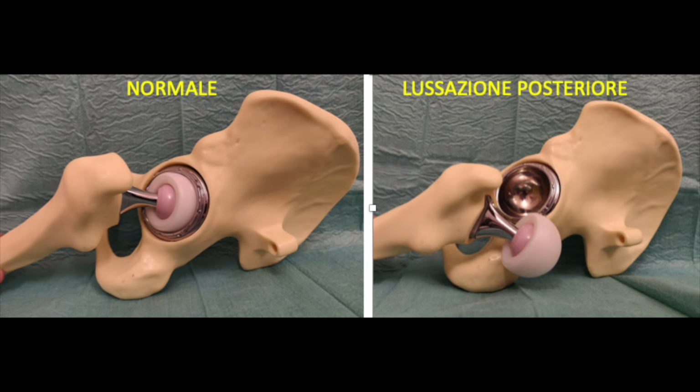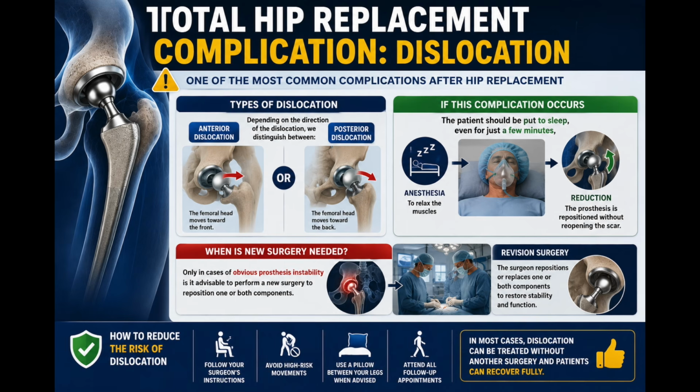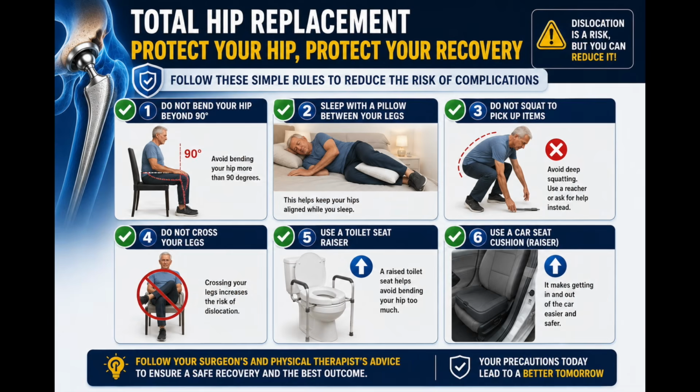If this complication occurs, the patient should be put to sleep, even for just a few minutes, to relax the muscles and allow the prosthesis to be repositioned without reopening the scar. Only in cases of obvious prosthesis instability is it advisable to perform a new surgery to reposition one or both components. The risk of prosthesis dislocation in medical literature varies between 0.2 and 10%, depending on the data, but it can be described as occurring in less than 5% of all cases.